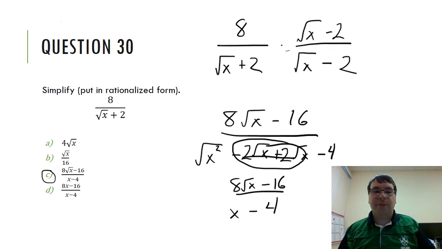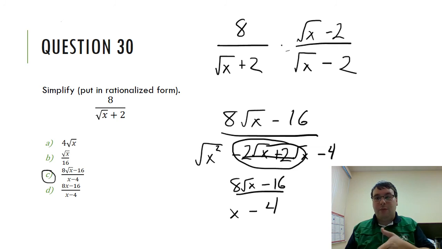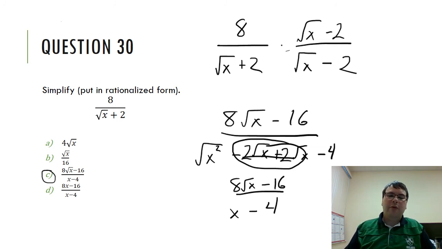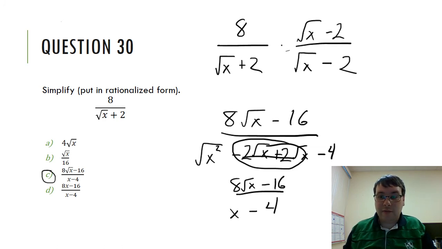And last question, question number 30. It says simplify, put in rationalized form. Ooh. So I have 8 over the square root of x plus 2. The square root of x is separate from the plus 2. So when I'm looking at this problem, to rationalize, what I have to do is use the conjugate of the denominator. Now, let's talk about this for just a second. Conjugate is the same exact terms, okay, so it's going to be square root x and 2, but it's going to be the opposite in sign.